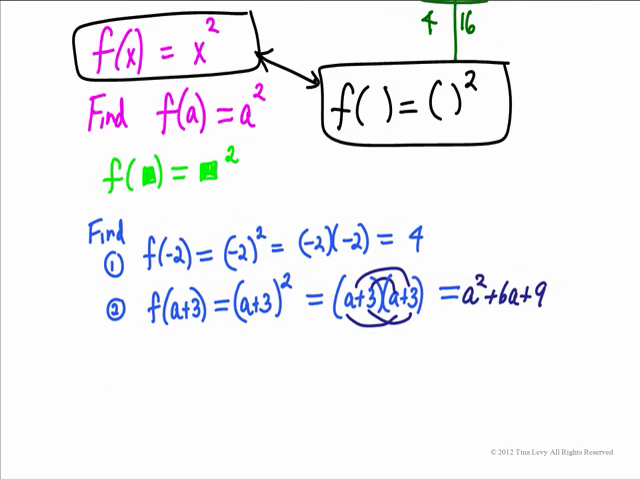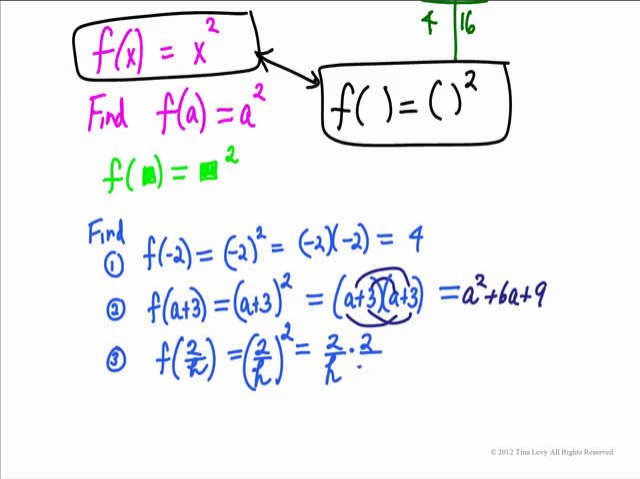And one more, if I had said, what is f of 2 over h? Well, again, you're going to put 2 over h, and you're going to square it. 2 over h squared. And that would be 2 over h times 2 over h. And we know how to multiply our fractions. 2 times 2 is 4. h times h is h squared. So what we have is that this notation has a life of its own.